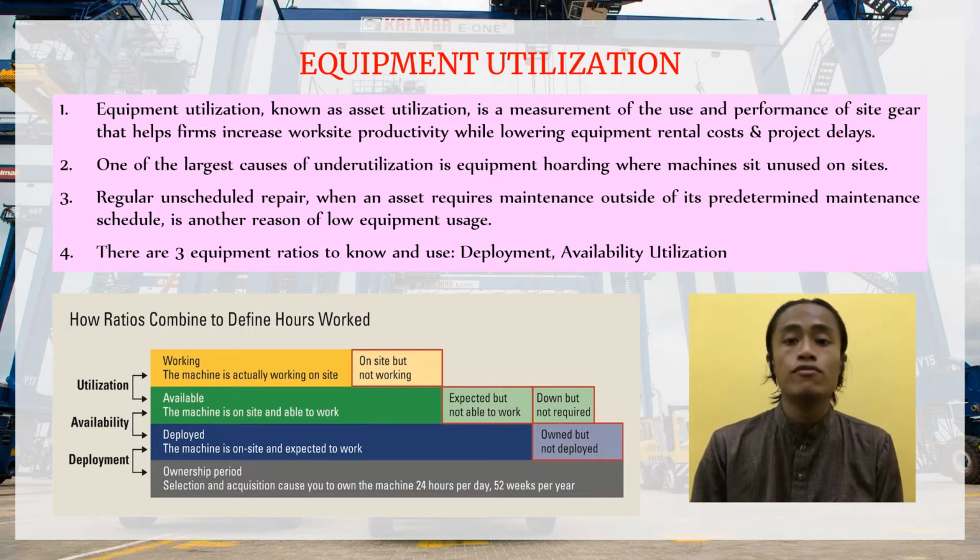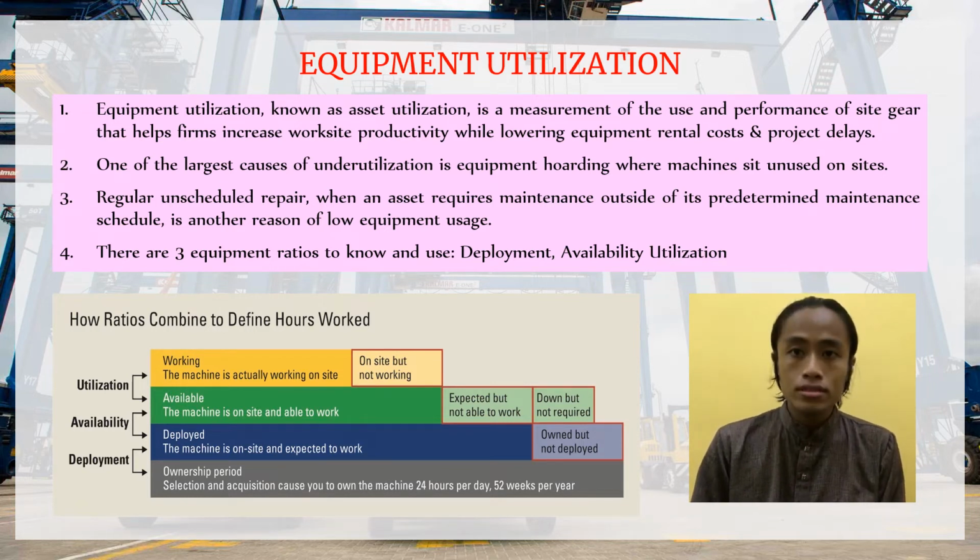First, because a machine cannot function unless it is deployed on site, deployment, which is the amount of time a machine is on site and anticipated to perform as a proportion of the overall ownership period, is a critical statistic. It is commonly stated in weeks per year and can vary significantly. Next, a machine must be able to operate after it is deployed on site and expected to work. This is where availability comes into play, which is defined as the proportion of time a machine is on site and able to function.